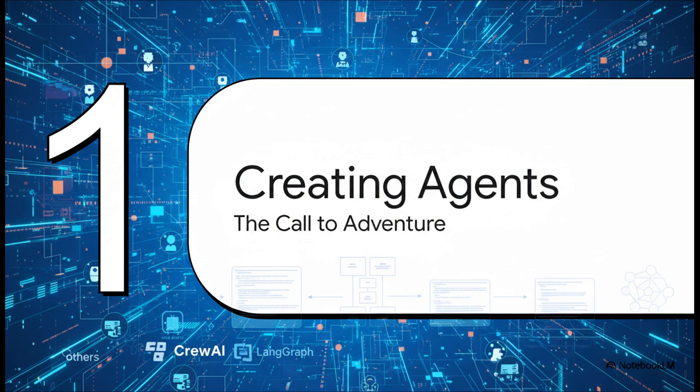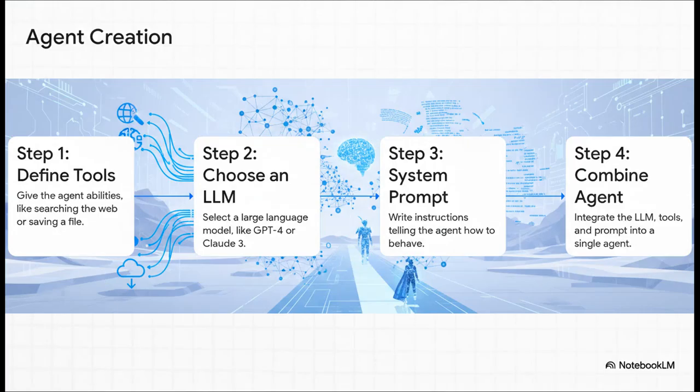And honestly, thanks to some incredible frameworks like CrewAI and LangGraph, spinning up a functional AI agent has become surprisingly straightforward. It's often just this simple four-step process. You define its tools, what can it do? Search the web, save a file, that kind of thing. You choose its brain, an LLM like GPT-4. Then you give it instructions with a system prompt. And finally, you tie it all together. And boom, you've got a working prototype.